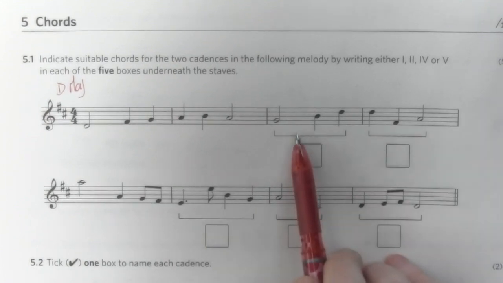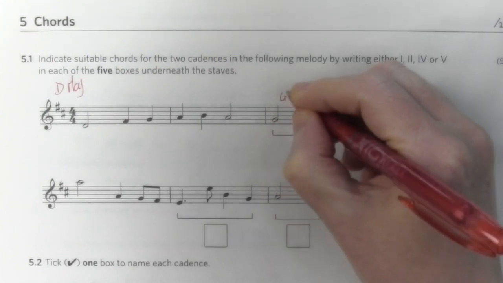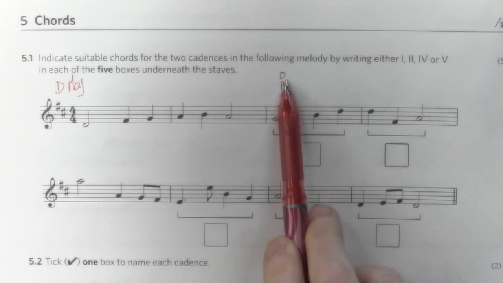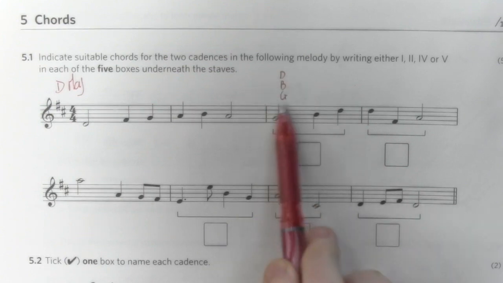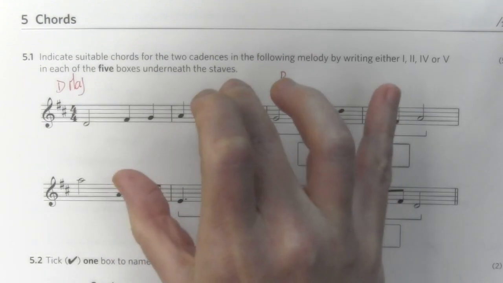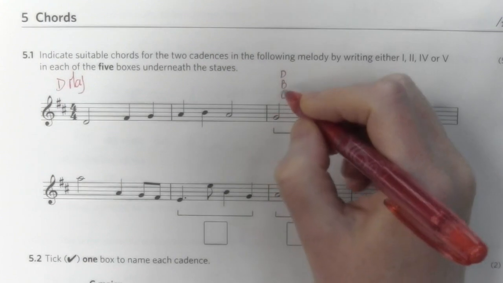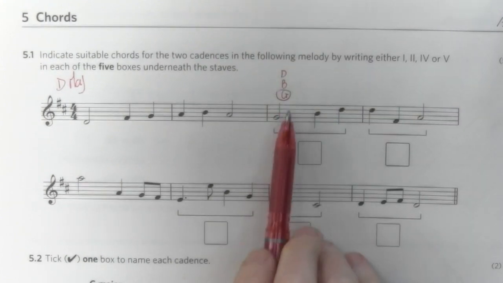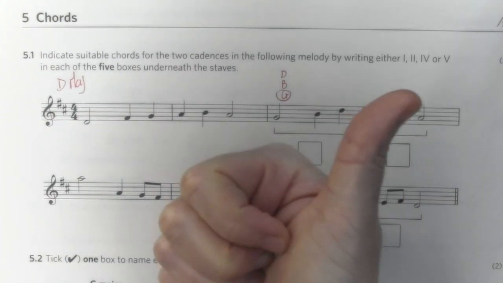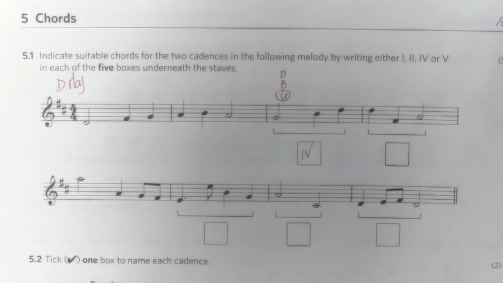Now, we have Sol, Si, Re. Sol, La, Si, Do, Re. So this is the root position. On the piano we will play it like this. And the bottom note is G. What degree is G, considering D major? Re, Mi, Fa, Sol, the 4th. So this is the 4th, chord 4.